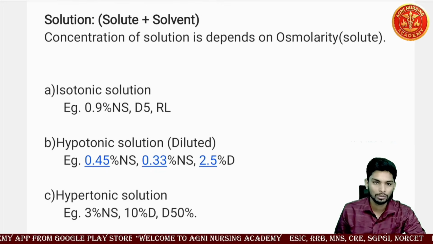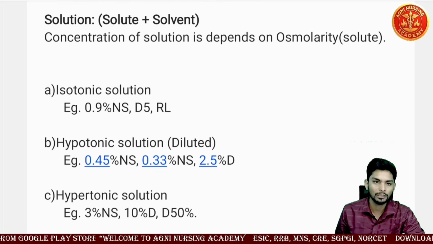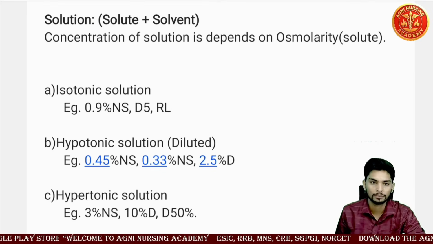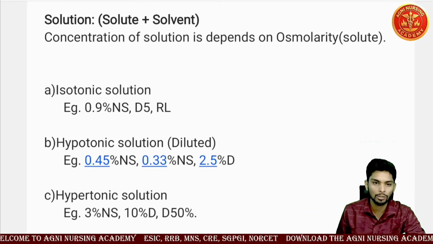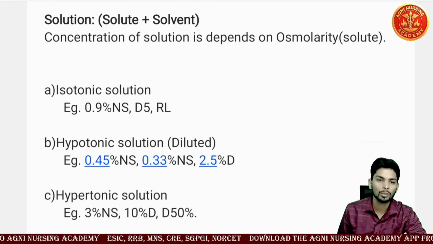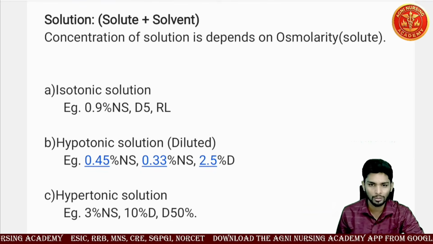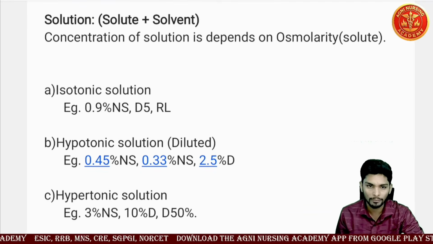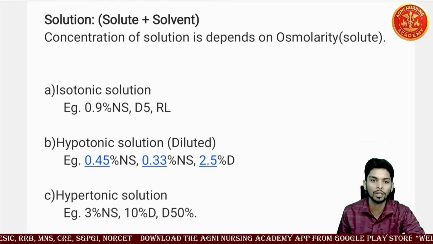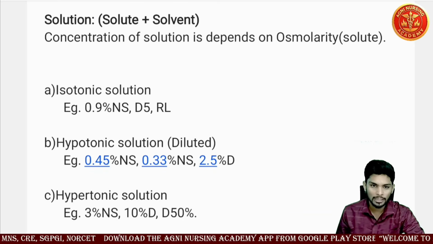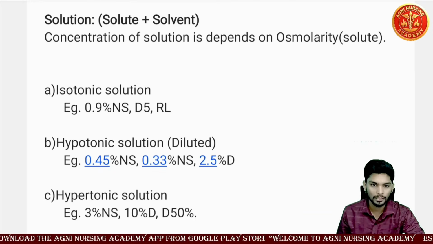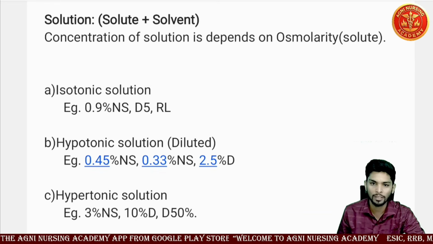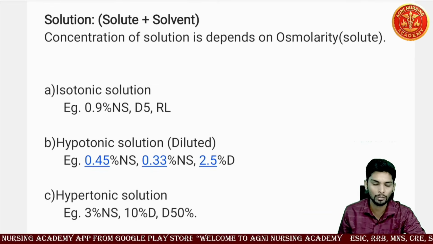Isotonic solution examples are 0.9% normal saline, 5% dextrose, and Ringer lactate. These all are isotonic solutions. Second one, hypotonic solutions, means the tonicity of the solution is low, that is, the solution will be diluted. In that, half NS, that is 0.45% NS, 0.33% NS, and 2.5% dextrose come under hypotonic solution. Third one is hypertonic solution. Examples are 3% NS, 10% dextrose, and 50% dextrose solution. These all are hypertonic solutions.